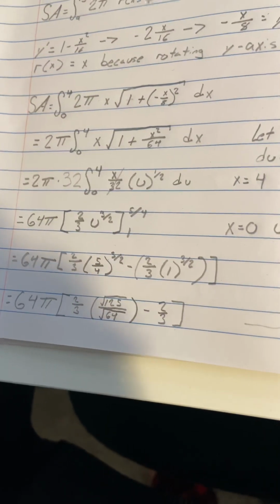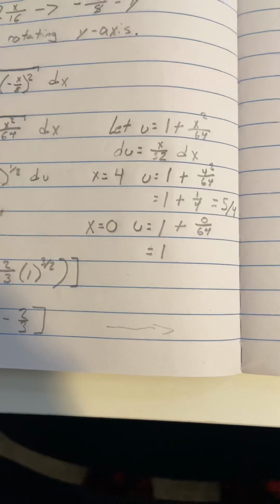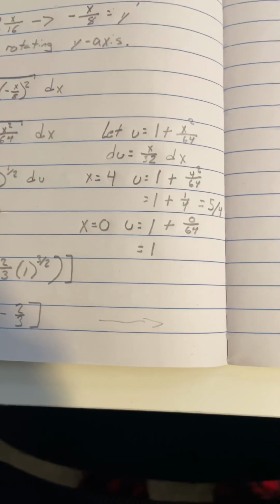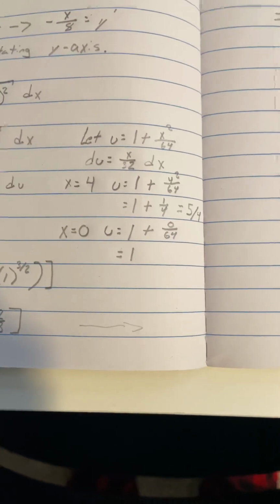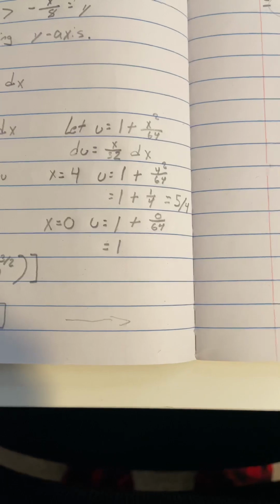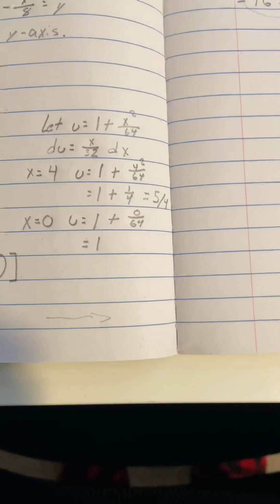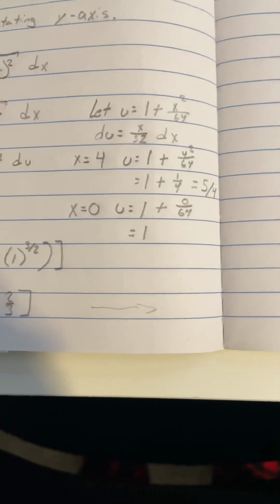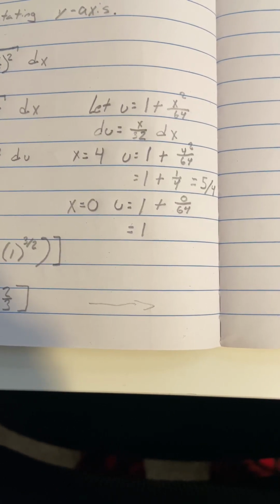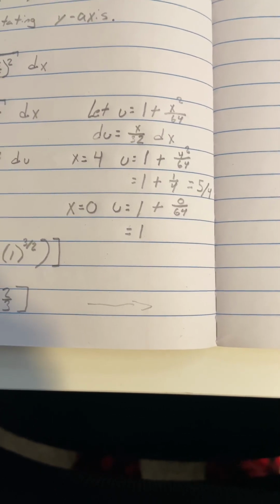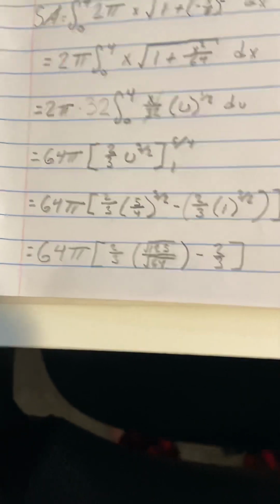And since I did u substitution, I changed the original bounds, which were x equals 4 and x equals 0. I plugged them into u, and it was 1 plus 4 squared over 64, which became 1 plus 1/4, which equals 5/4, one of the new bounds. And then x equals 0, when I plugged into u, was 1 plus 0 over 64, which was just 1. And that's how I got those two new bounds.